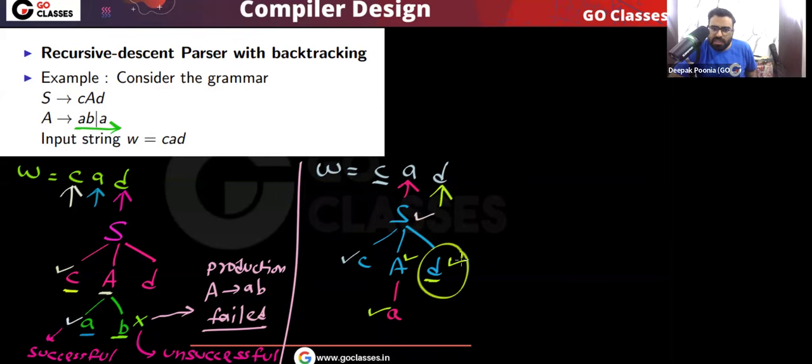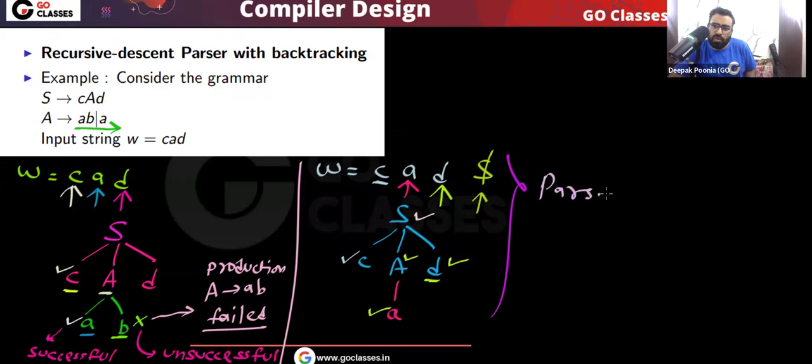One more thing. You notice here that this D was matching with D. So when D is matching with D, on the input we will move to the next symbol, and the next symbol is dollar. So you can notice what is happening at the end: this starting S has become successful, and we are at dollar, the current input symbol. So overall I can say parsing successful.